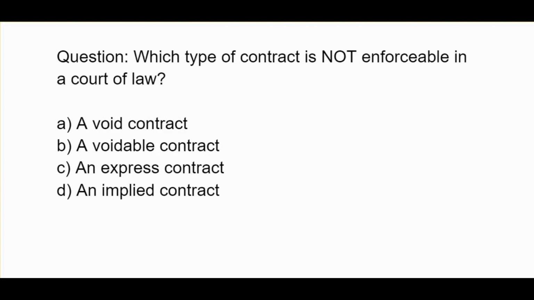What type of contract is not enforceable in a court of law? A, a void contract. B, a voidable contract. C, an express contract. D, an implied contract.